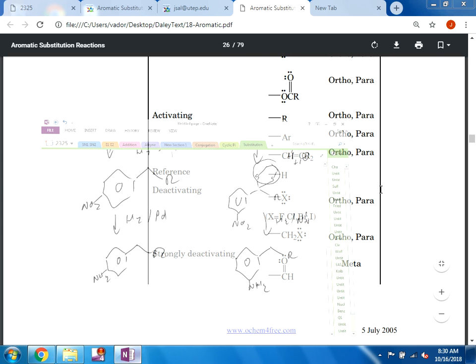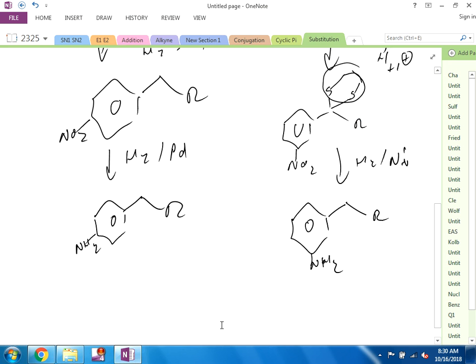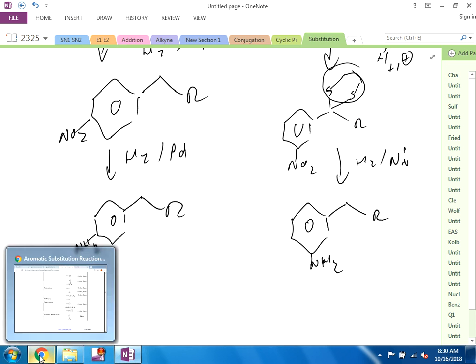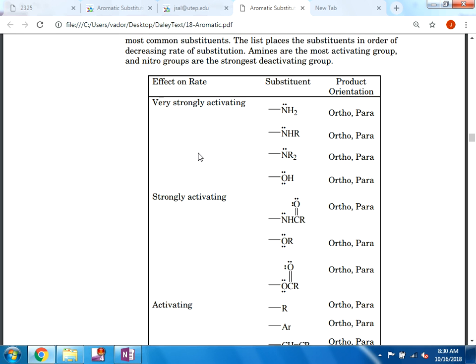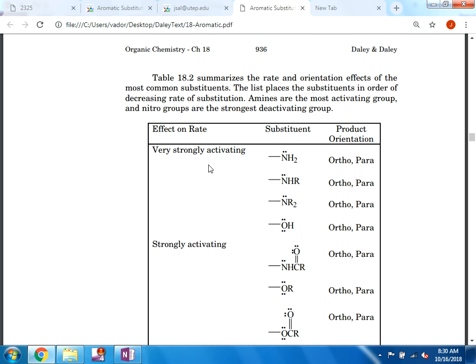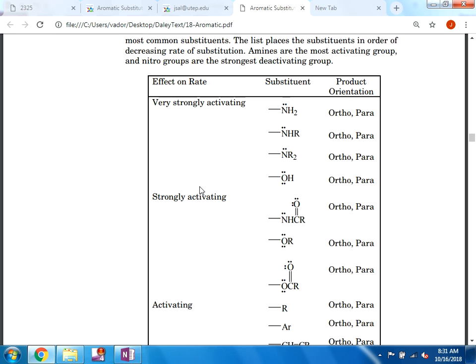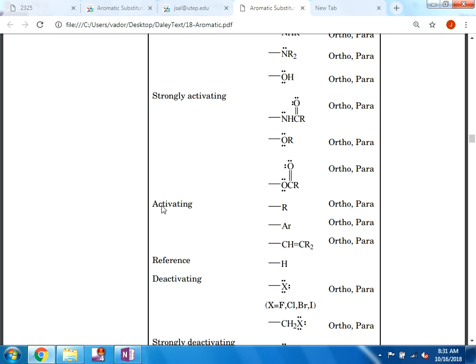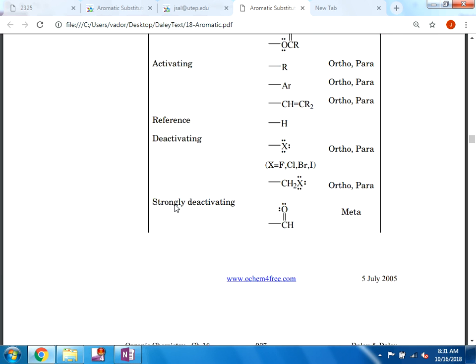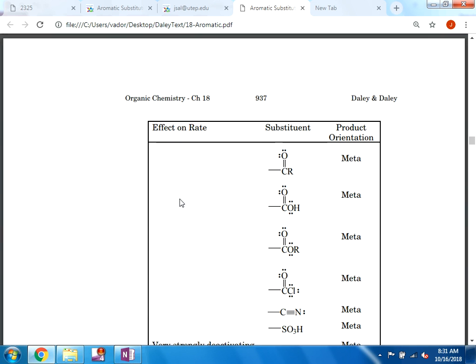One last thing I want to, well, actually a few things here. Now, there's ortho-para directors at the top of this table and meta directors at the bottom. What are these classifications here on the left side, where it says very strongly activated, activated, then deactivated? It actually has hydrogen here as a reference, then strongly deactivated.